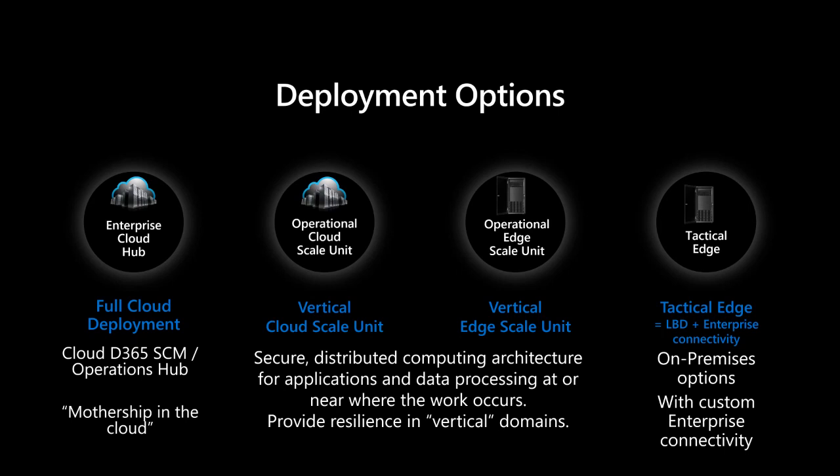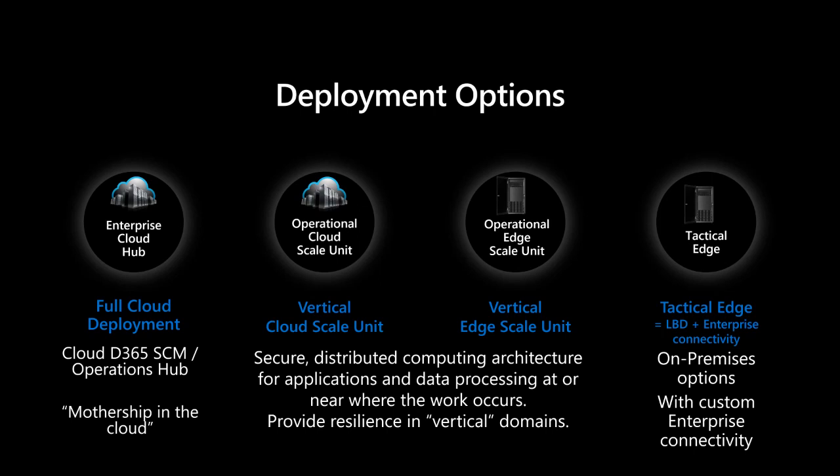The new deployment options that we are introducing as part of these scale units are the operational cloud scale unit and the operational edge scale unit. So the cloud scale unit, as it sounds, would be a scale unit that is deployed in a separate instance within an Azure data center, either within the same Azure data center or within a different Azure data center, but still hosted on the Azure cloud, with administration and maintenance being performed by Microsoft on that scale unit.